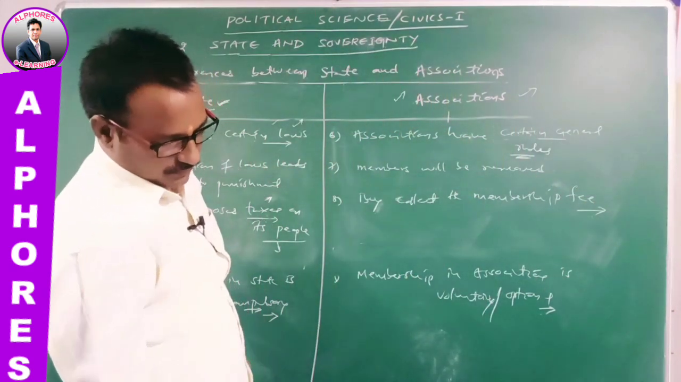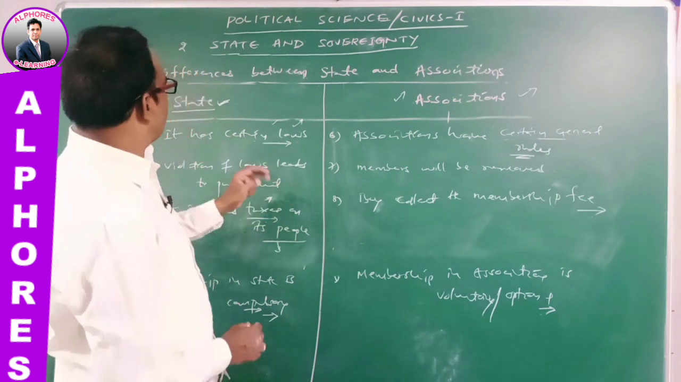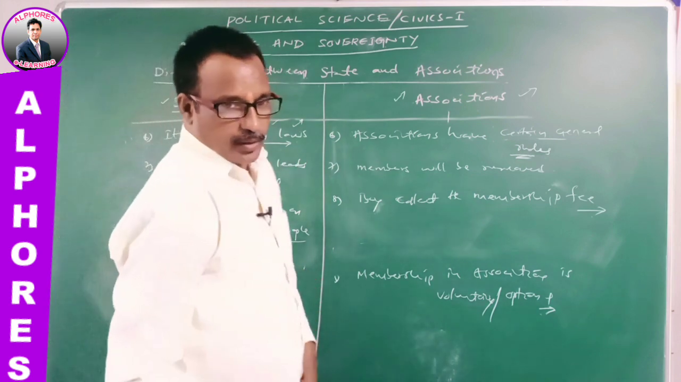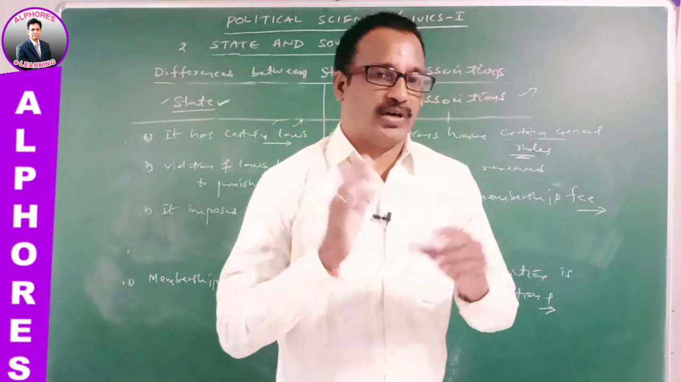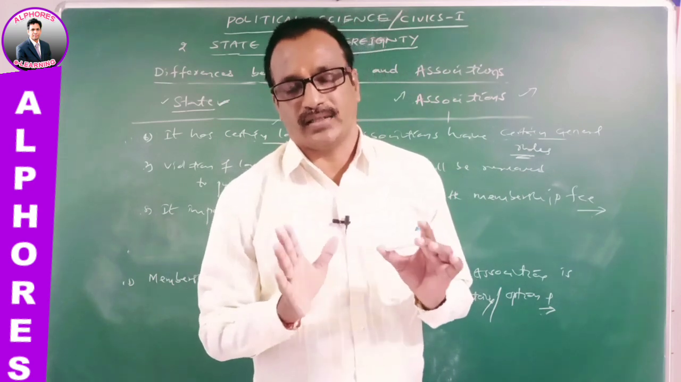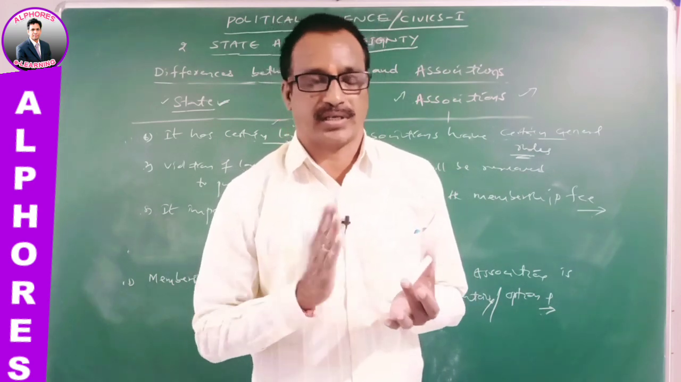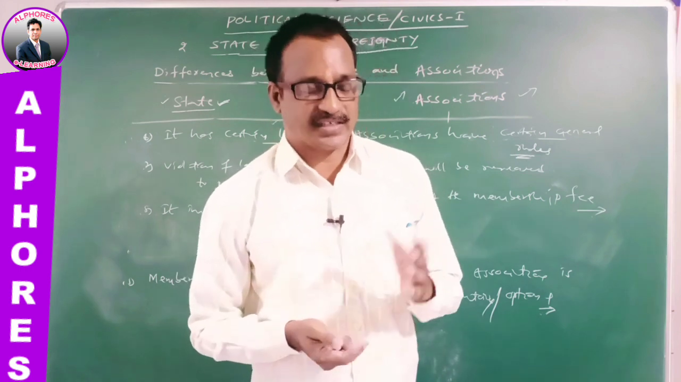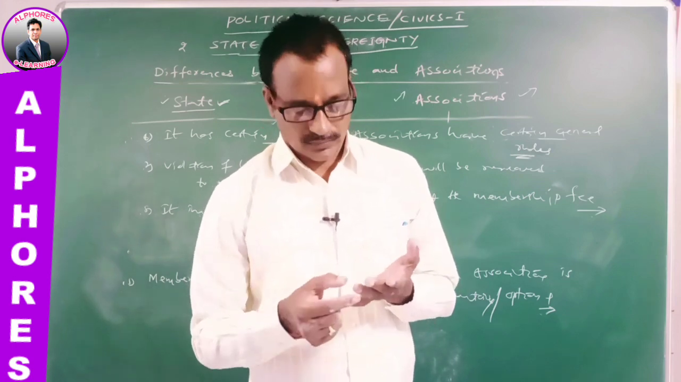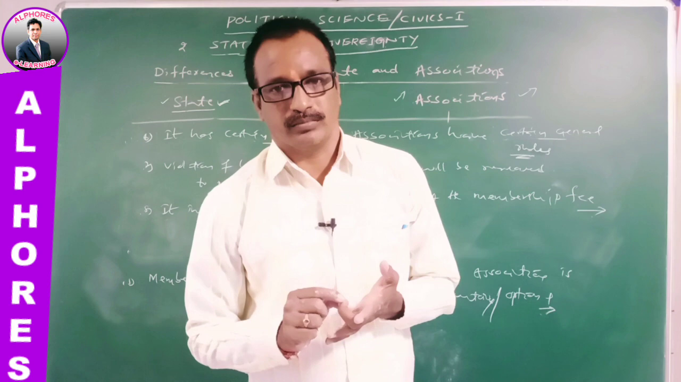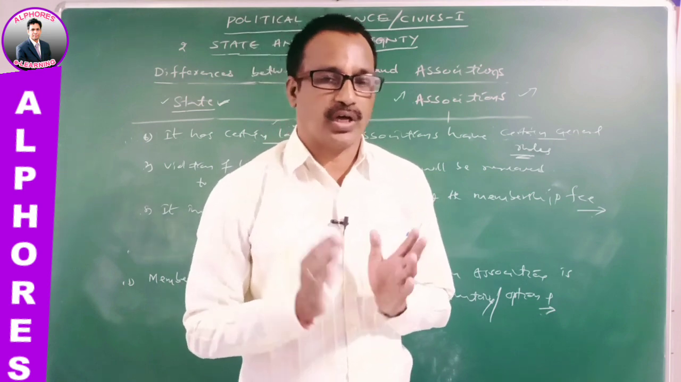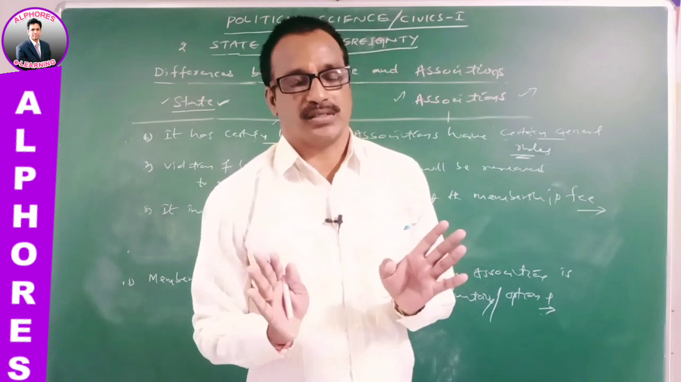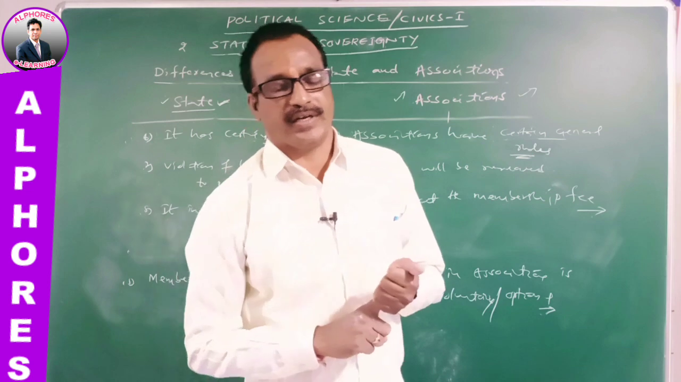Okay, these are some of the important differences between the state and associations. Clear? Dear students, by remembering some keywords, it is very simple to write the differences between state and society, state and government, state and associations. So what are the keywords? Example: definite territory, sovereignty, membership, scope. Like these words you should remember. Through these keywords you can write the differences between the state and society, state and government, state and associations.